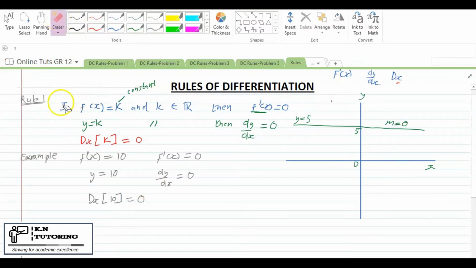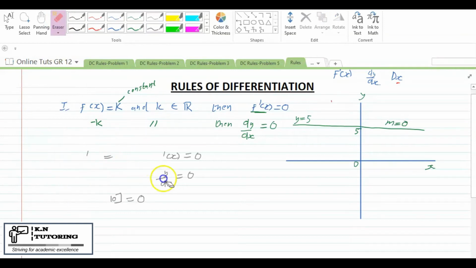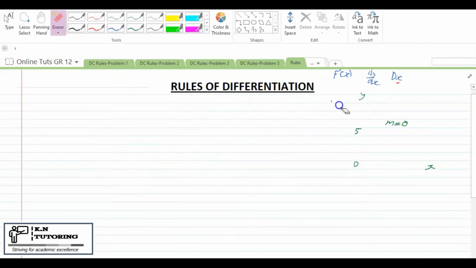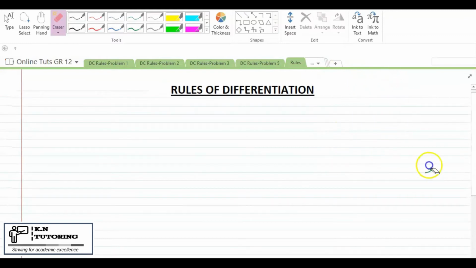Okay, let's move to the second rule. Rule 2 says, if f of x, and you will see because we normally use f of x, this f of x can be g of x, can be h of x, but for the sake of this lesson, we'll just stick to f of x so that you understand the rules before we start complicating things and introducing different notation.